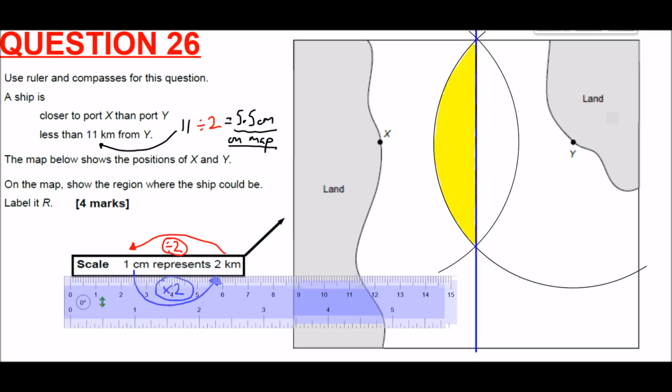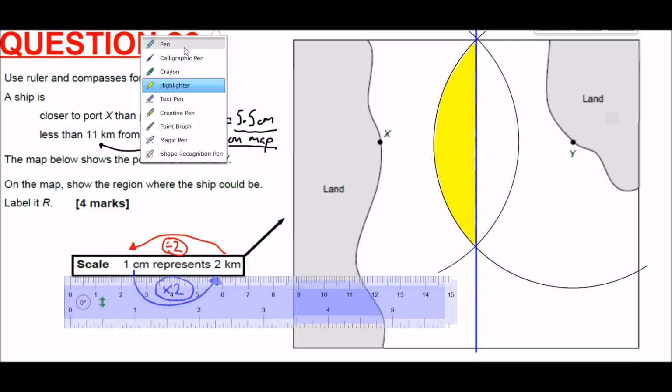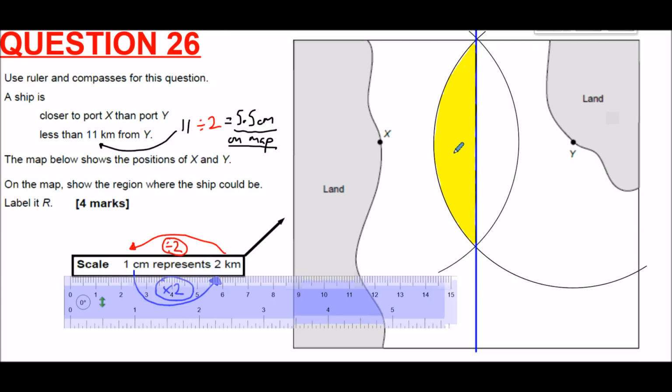So it does say label it R, so you have to do what the question asks us to do to get the full marks. So here we need to just label this R. And that's it for question 26.